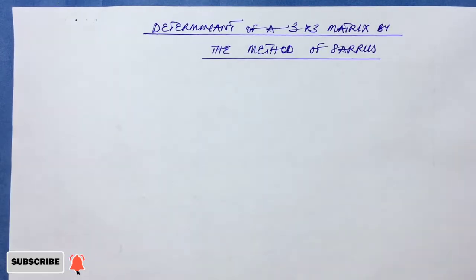So, the determinant of a 3x3 matrix can be obtained using a method called the method of Sarrus, okay? Now, how do you use the method of Sarrus? This would require us to look at a 3x3 determinant again and certain concepts we had earlier discussed on matrices.